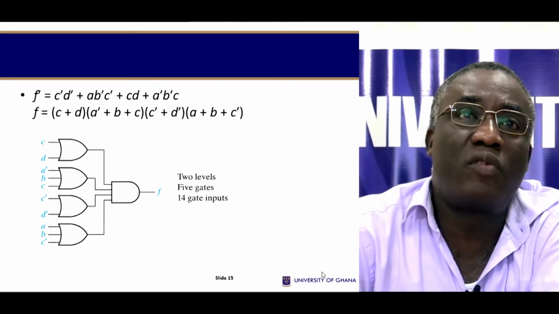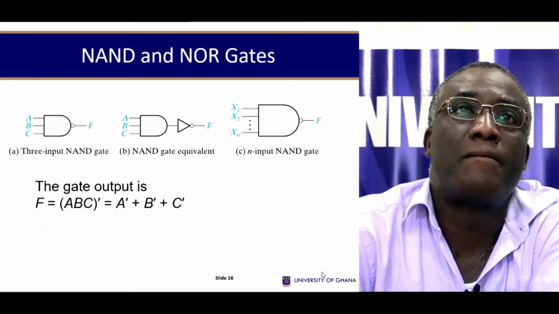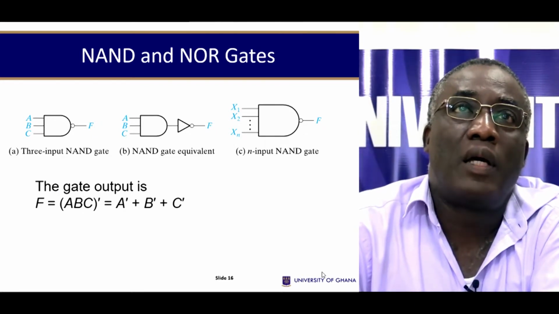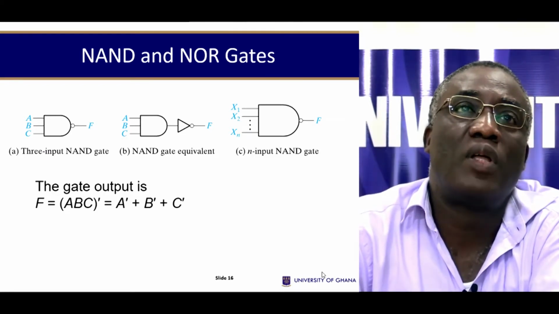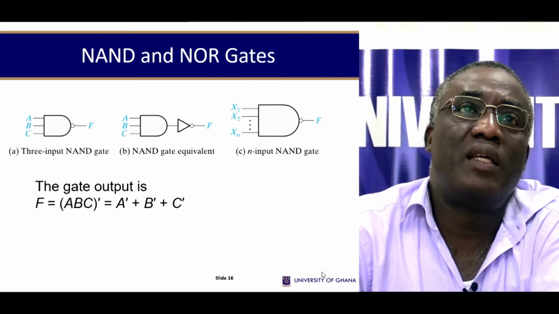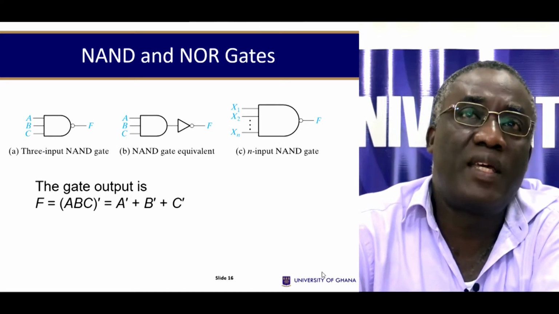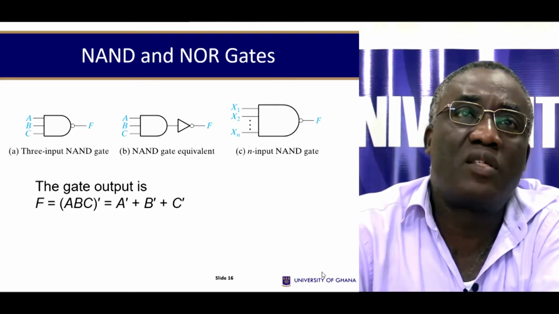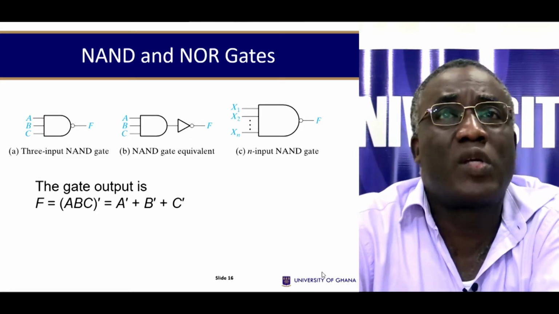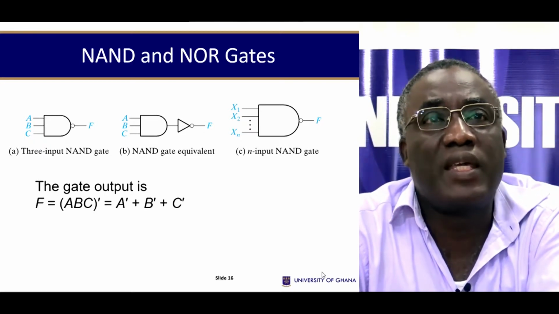Here is another example, again with 2 levels, 5 gates, and 14 inputs for the same function. Now, how do you use the NAND and NOR gates? You have a 3-input NAND gate, which is basically an AND gate that is then negated. A NAND gate is simply an AND gate with a negation at the end. The symbolic representation of that is one symbol like this. Of course, you can have an N-input NAND gate, where you have several inputs, and then you negate it.